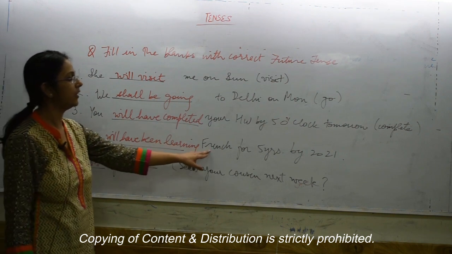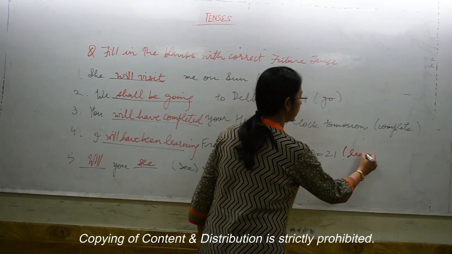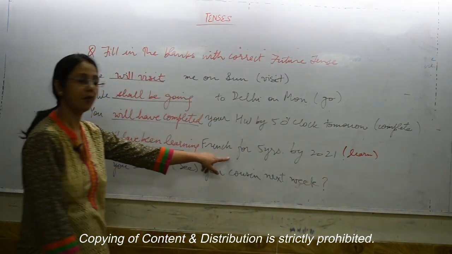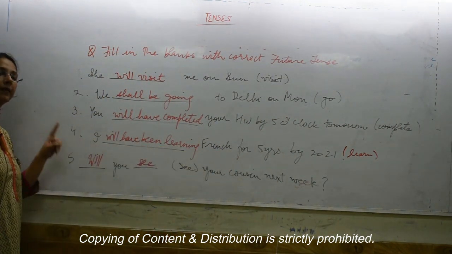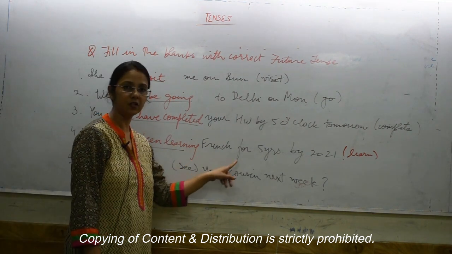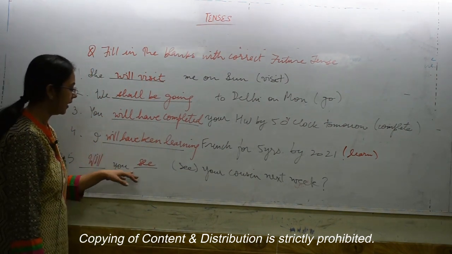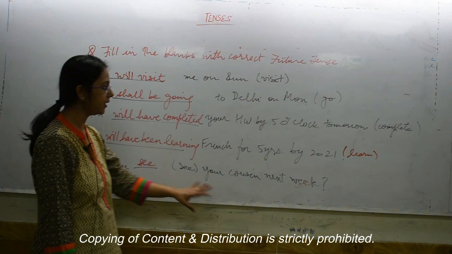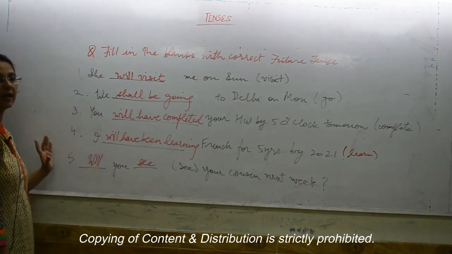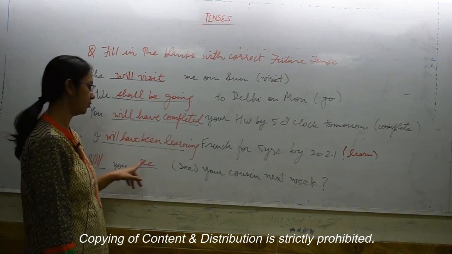Now, I French for 5 years by 2020. So, over here learn, and for is there. So, future perfect continuous form. So, I will have been learning French for 5 years by now. Next is the question, dash you dash your cousin next week. Means you are simply asking the question. So, will you see your cousin next week?